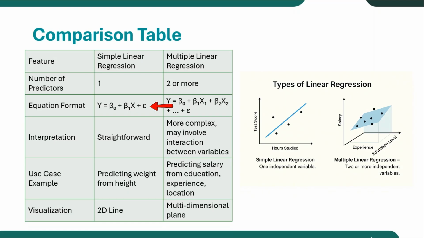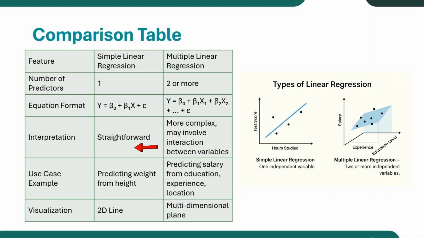Equation format. The simple equation is y equals beta naught plus beta 1 x plus error term, a straight line relationship. Multiple regression expands this to y equals beta naught plus beta 1 x 1 plus beta 2 x 2 plus, and so on, plus error term, adding terms for each predictor.